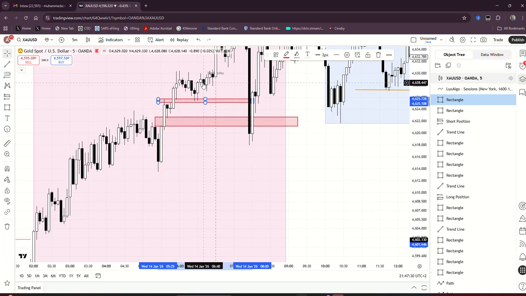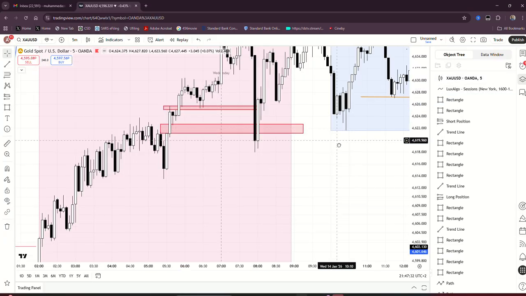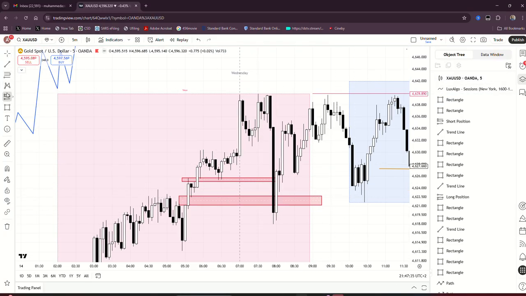I see a fair value gap here. Look how the market taps into it at 6:30. There's your trade. Once we close here, take your trade right there.